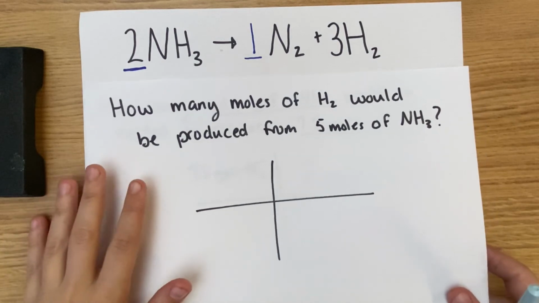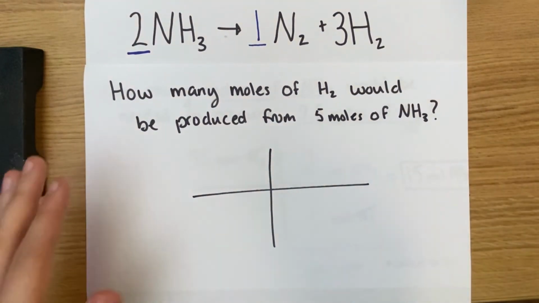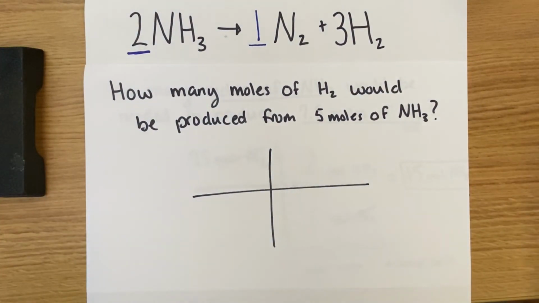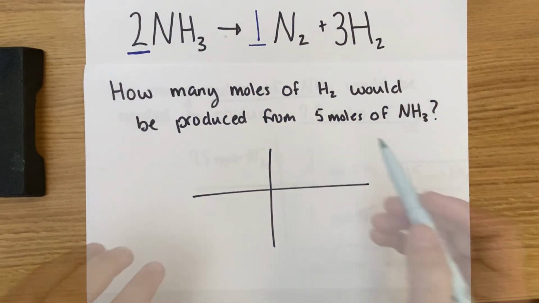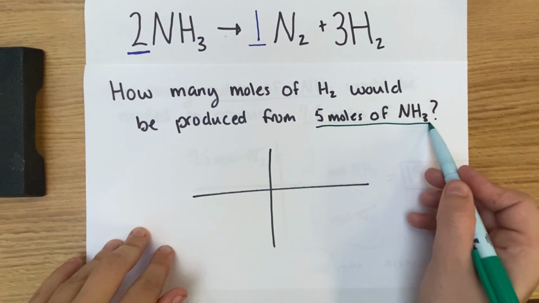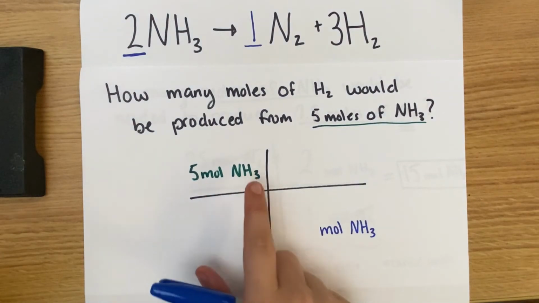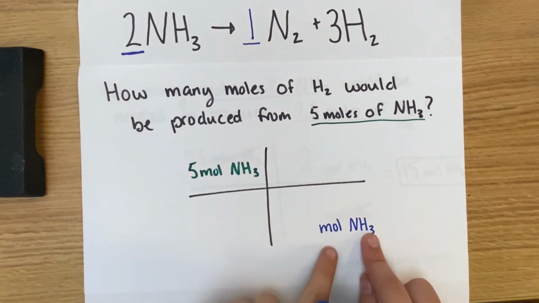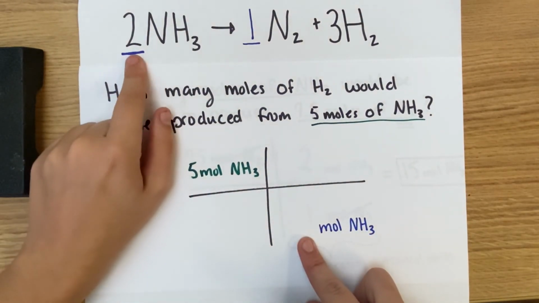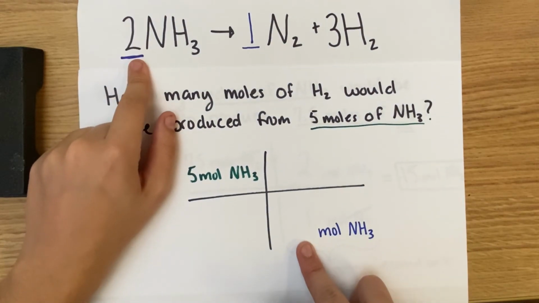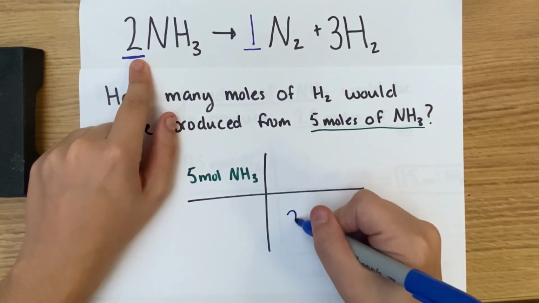Let's do one more example with this same reaction. This one says how many moles of H2 would be produced from 5 moles of NH3. Start by identifying my given. We're going to put it right there with the unit and the substance. The units I'm starting with are going to go in the bottom, and to figure out what number goes there, I use the coefficient from the chemical formula.